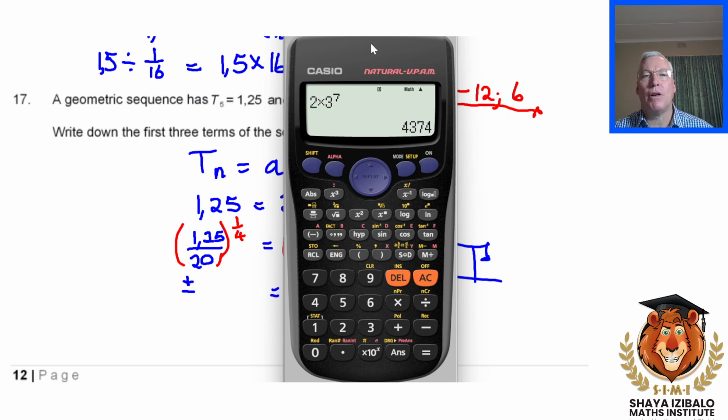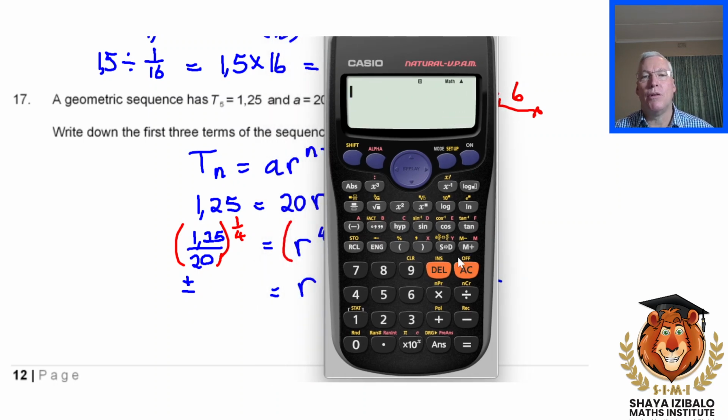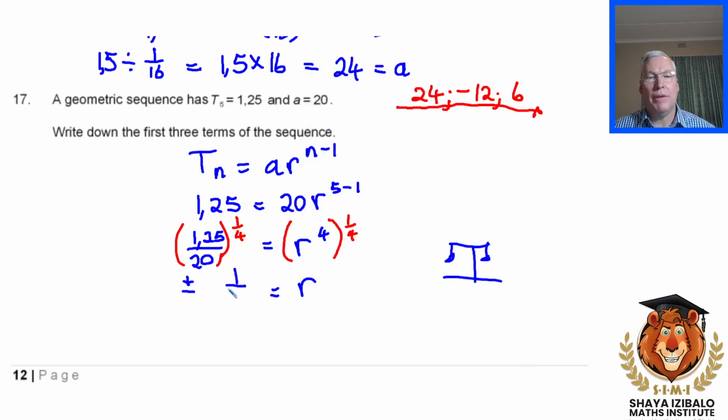Alright, so what we've got is 1,25 over 20. Let's put all that in brackets. 1,25 over 20. Let's go over there and close that bracket. And we're going to raise that to the power of a quarter, 1 over 4. Okay, and we get a half. Alright, nice, neat, tidy answer. But remember, because it was an even power, we can have plus or minus a half.